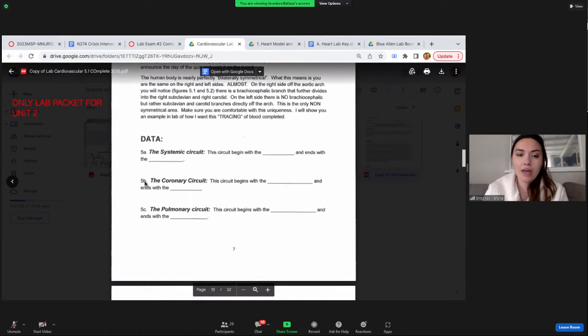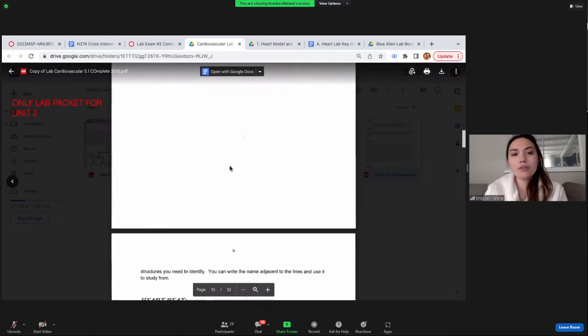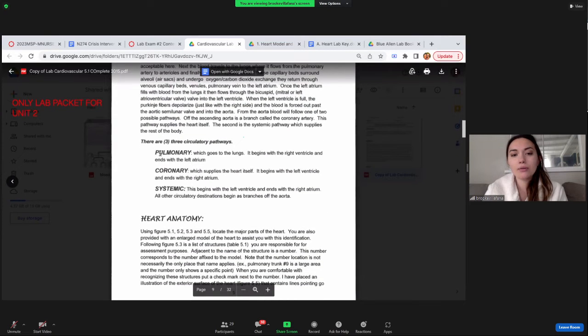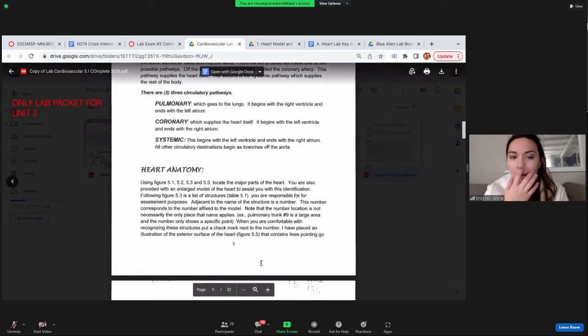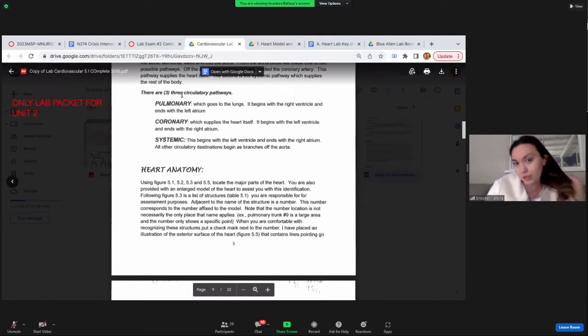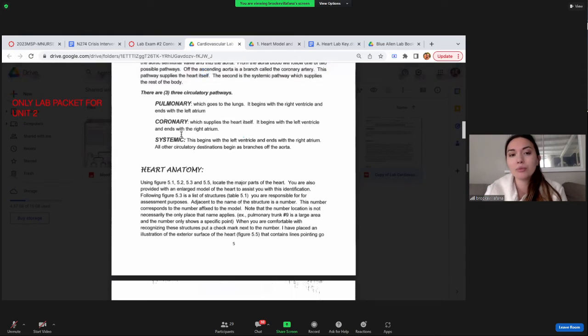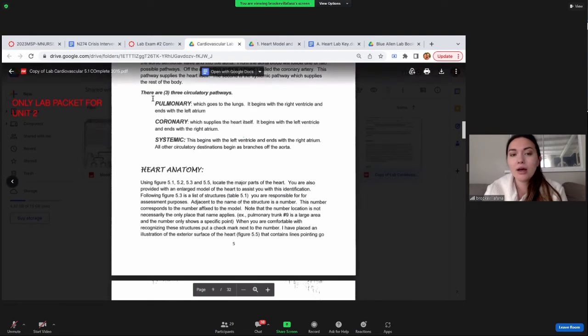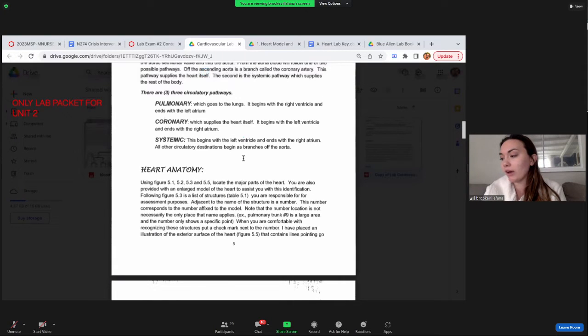For 5A, 5B, and 5C, these are the first questions in the packet. The answers were already given to you right here. The answers to 5 are actually on page 5. Just know that you do need to have an understanding of what those things are saying. They're talking about how the pulmonary circuit circulates the lungs with blood, the coronary supplies the heart itself with blood, and the systemic goes to the body. But these will give you the answers to 5A, 5B, and 5C.